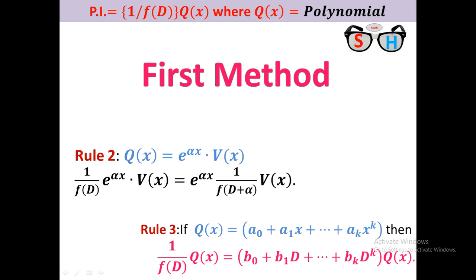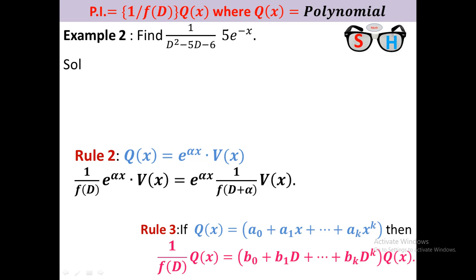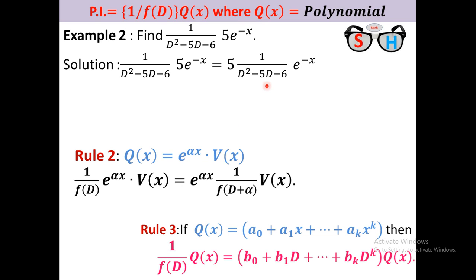This is the first method. Here I write down rule 2 and rule 3, because we use these rules to solve the problem. The solution of example 2 is that at first we take the 5 to the left hand side of the operator. You see that here Q of x is e to the minus x, but you take it in the form of e to the minus x into V of x. Here V of x is 1.